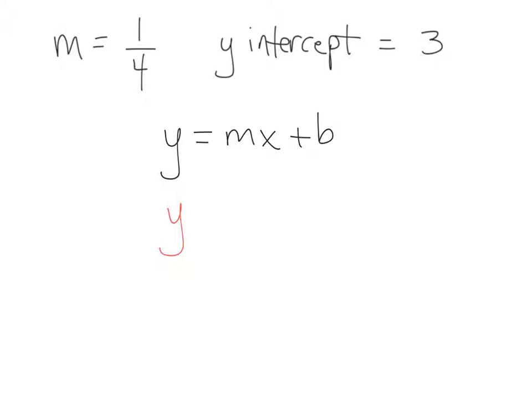So now we have y equals 1/4x. Because again, all I did is I took my m value and I plugged it into the spot right there. And then now I'm going to take my y-intercept, my value of 3, and I'm going to plug it in right here. I don't have to change the sign because I kept it positive in this case. So I'm going to have plus 3. And that is my equation. I don't have to do any more work.